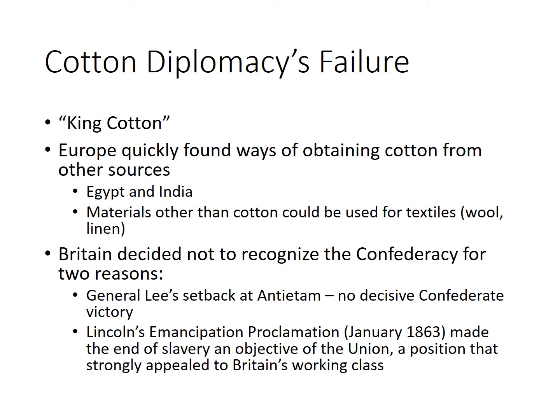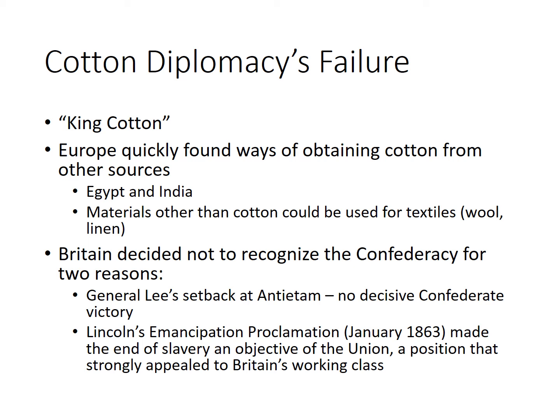Unfortunately for the South, cotton diplomacy failed. King Cotton was how cotton plantations were known in the South. It was seen as this overarching theme that cotton ruled everything in the South. The South thought that the European countries would come directly to their aid because they just had to have the South's cotton. Europe, on the other hand, quickly found ways of obtaining cotton from other sources, like Egypt and India. And they also discovered that materials other than cotton could be used for textiles, like wool and linen.